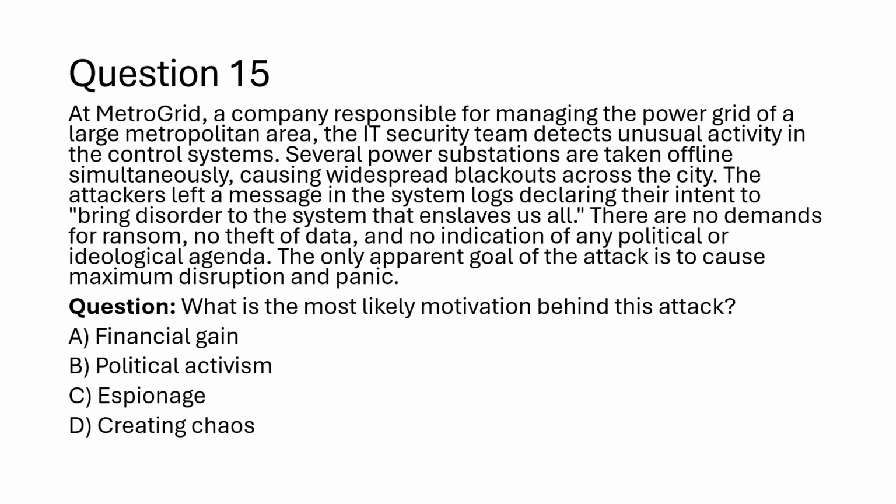Question 15. At MetroGrid, a company responsible for managing the power grid of a large metropolitan area, the IT security team detects unusual activity in the control systems. Several power substations are taken offline simultaneously, causing widespread blackouts across the city. The attackers left a message in the system logs declaring their intent to bring disorder to the system that enslaves us all. There are no demands for ransom, no theft of data, and no indication of any political or ideological agenda. The only apparent goal of the attack is to cause maximum disruption and panic.